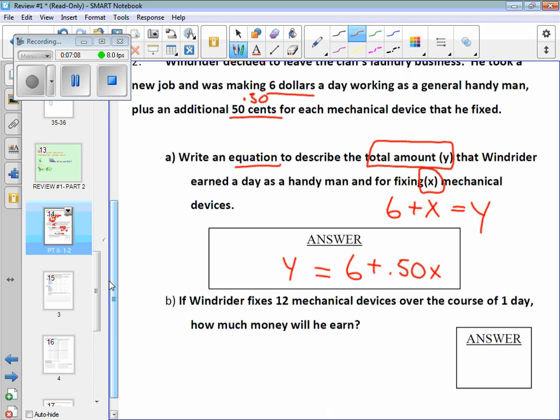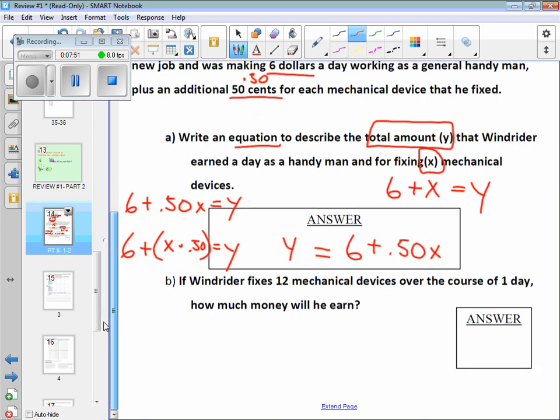I put 6 plus 0.50 times x. Say it again. Wait, slow down. 6 plus. Yep, you just have it reversed. That will work. You just have it reversed, but you had the same thing. 6 plus what? Yep, that'll work. This is simplified, but you're okay. Once you have the equation and the equation is correct, it's a straight substitution, because now they're going to give you a value for x. You substitute it in, and you'll be able to figure out the total amount.